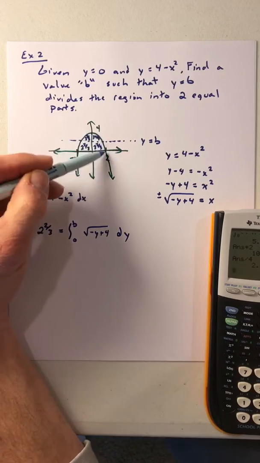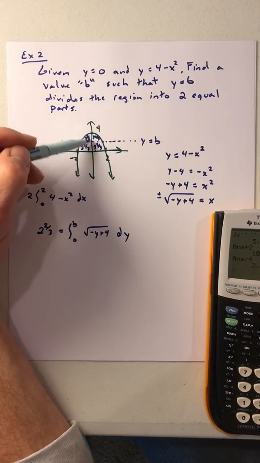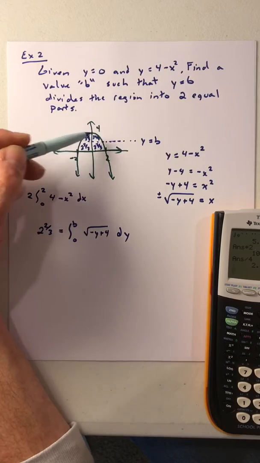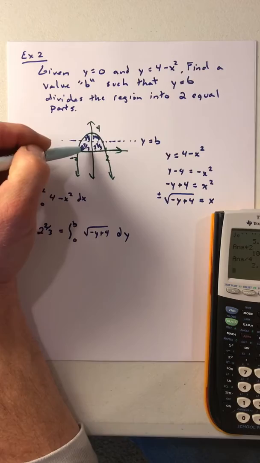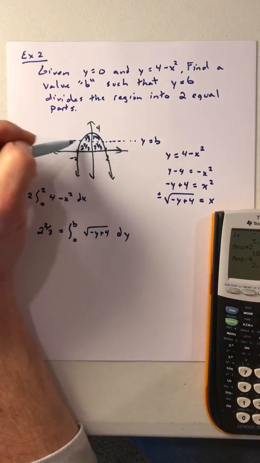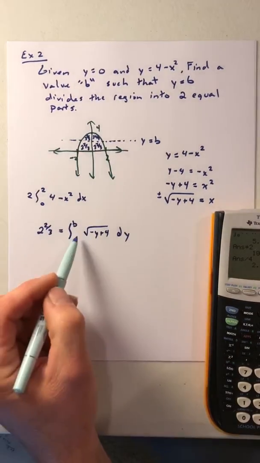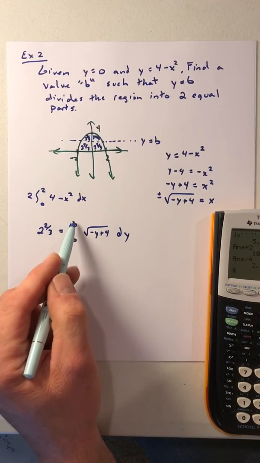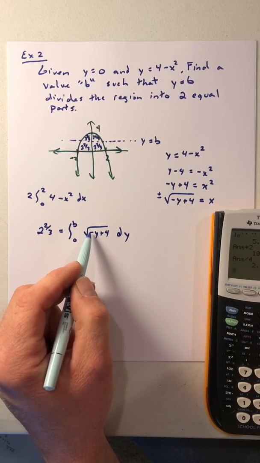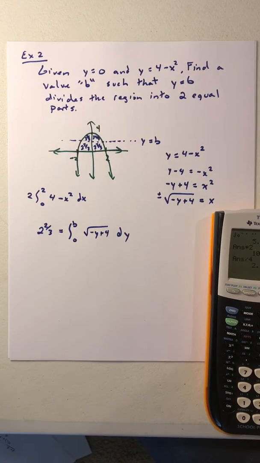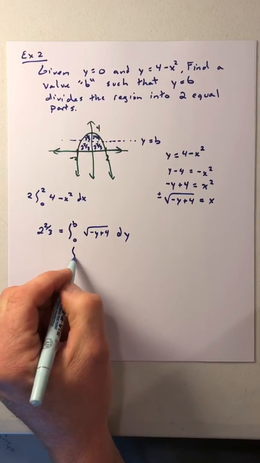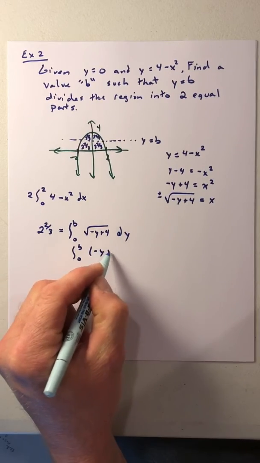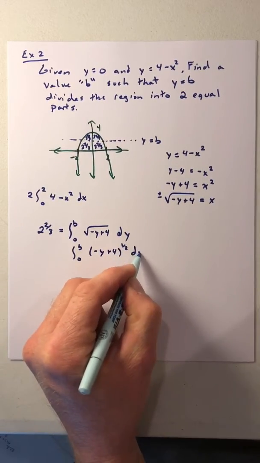So knowing that it was an even function allows us to remove this part here, because we know that these two parts are going to be equal, and then these two parts are going to be equal as well, because we're cutting it with that y equals b line. So I've made my problem a little easier. I'm only now going from 0 to b of the square root of negative y plus 4 dy. Well, can we integrate this? Not quite. Because remember, we have to make this into a fractional exponent. So we have negative y plus 4 to the 1/2 dy.